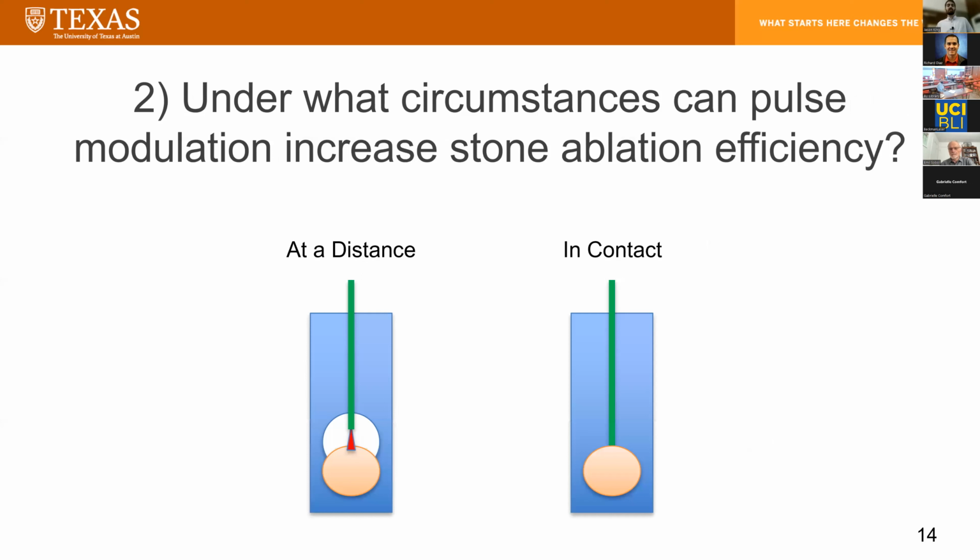The second question we had was, under what circumstances can pulse modulation increase the ablation efficiency? As I showed in the images, one of the proposed mechanisms is that when the fiber is at a distance from the stone, a first pulse can create this vapor bubble, which increases the transmission of the second pulse. However, some experiments by other groups have shown that this pulse modulation also increases the ablation efficiency when the fiber is in contact with the stone. So we wanted to explore that further.